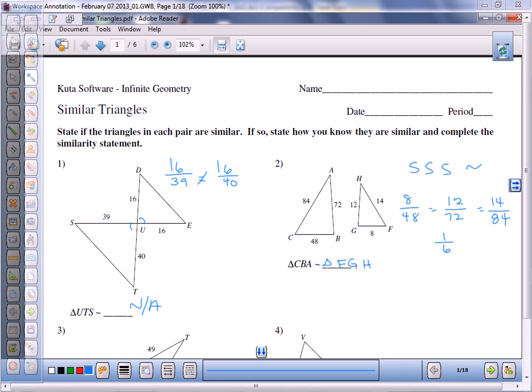We had to see. Oops, number 1, not equal. It's not similar. Number 2 was equal. They all reduced to 1/6. So I could come up with a similarity statement. Any questions about number 2? Okay, let's take a look at, here we go.